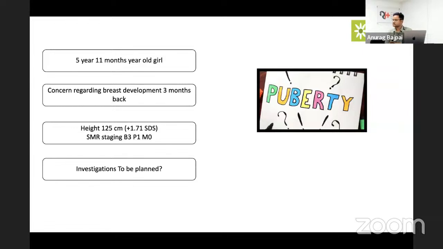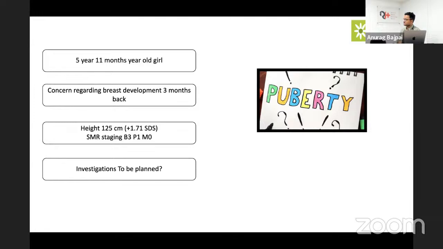This is less than 6 years of age, a tall girl with stage 3 breast development. So do you think this is slowly progressive or rapidly progressive? I think if the breast staging is 3 at age of 5 years, 11 months, then it has started long before. So this is clearly a rapidly progressive one. So what workup would you like to do?